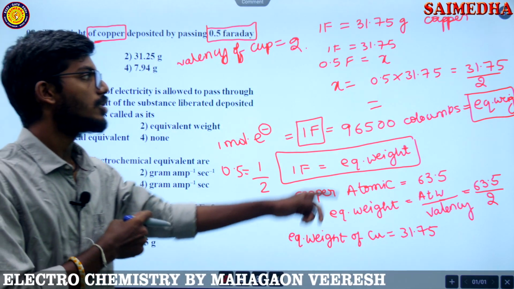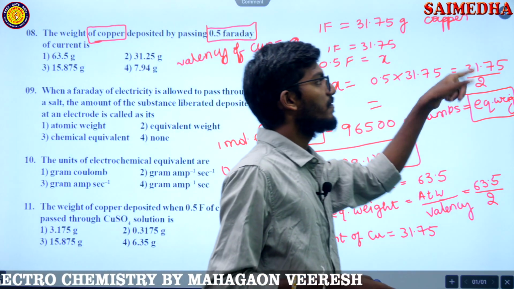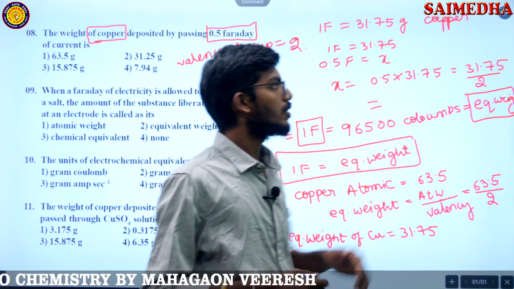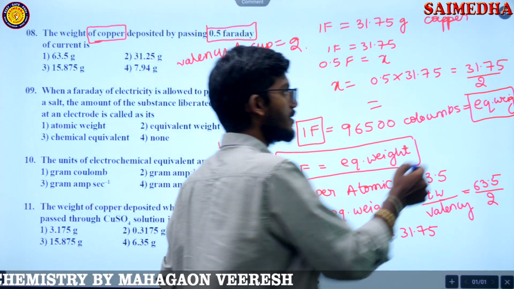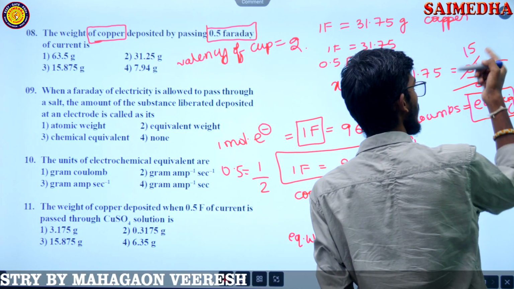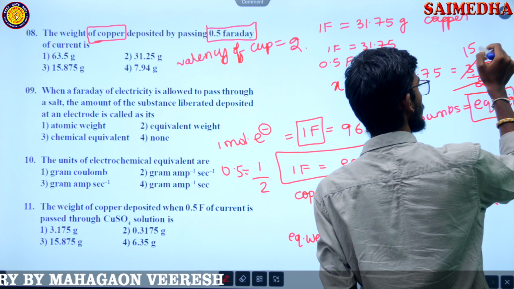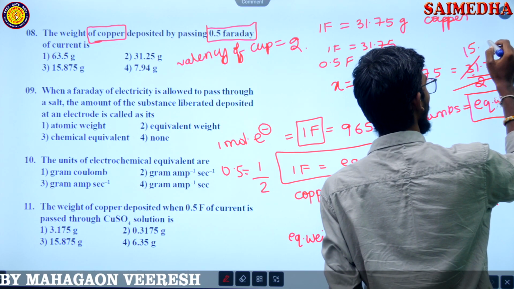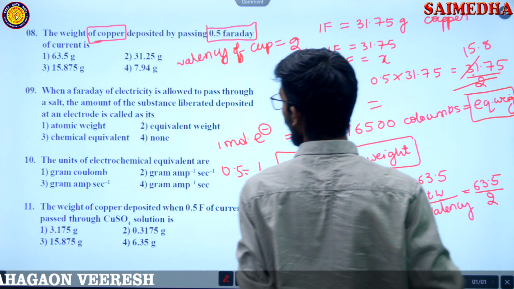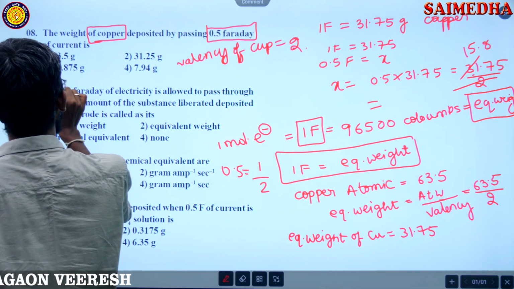31.75 divided by 2. So 2 ones are 2, 2 fives are 10, 1 is left, point is there, and so on. So 15.875 will be the answer.